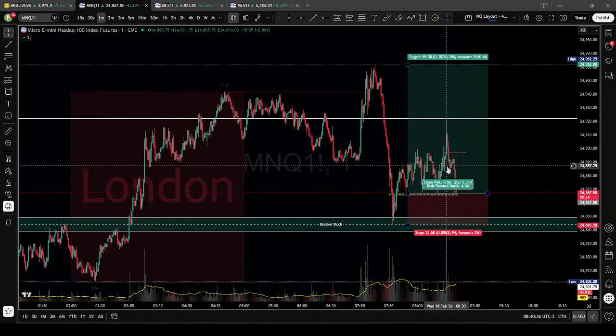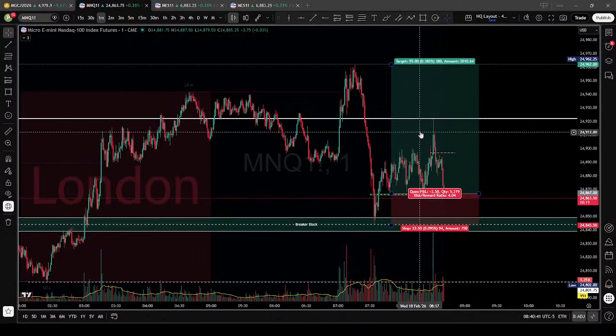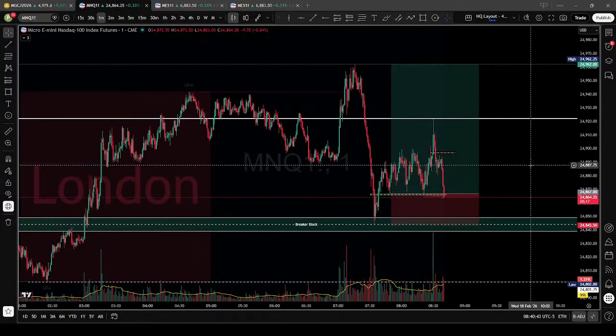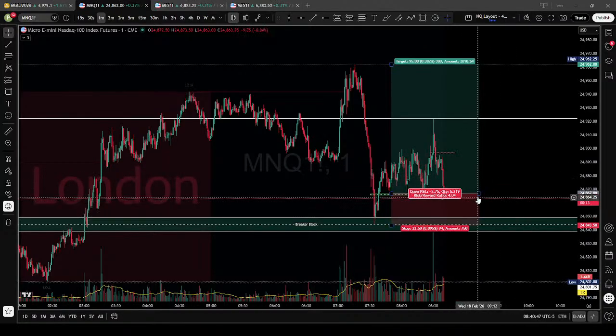And there it is, target for that active AMD model. Accumulation, manipulation, distribution. There it is. It can still continue to move lower.